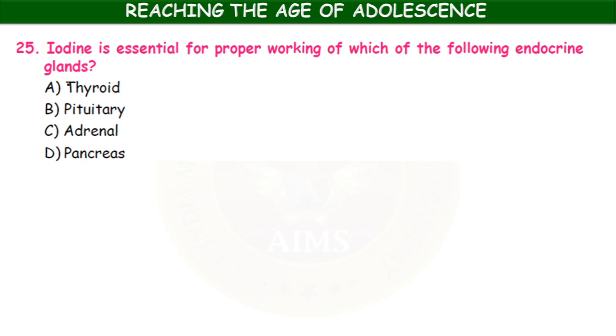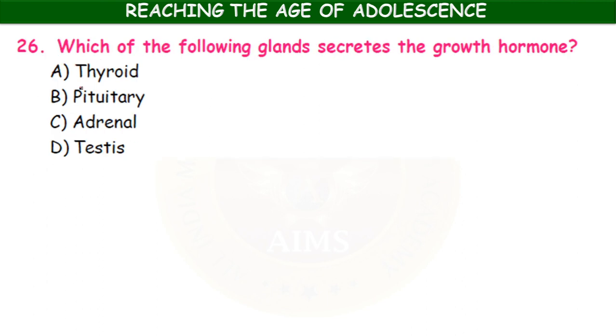Iodine is essential for proper working of which of the following endocrine glands? Thyroid, pituitary, adrenal, pancreas. Thyroid gland requires the iodine. That's why thyroxin is also called tetraiodothyronine, meaning iodine molecules are required for the production of thyroxin. That's why we include iodized salt in the diet which we take.